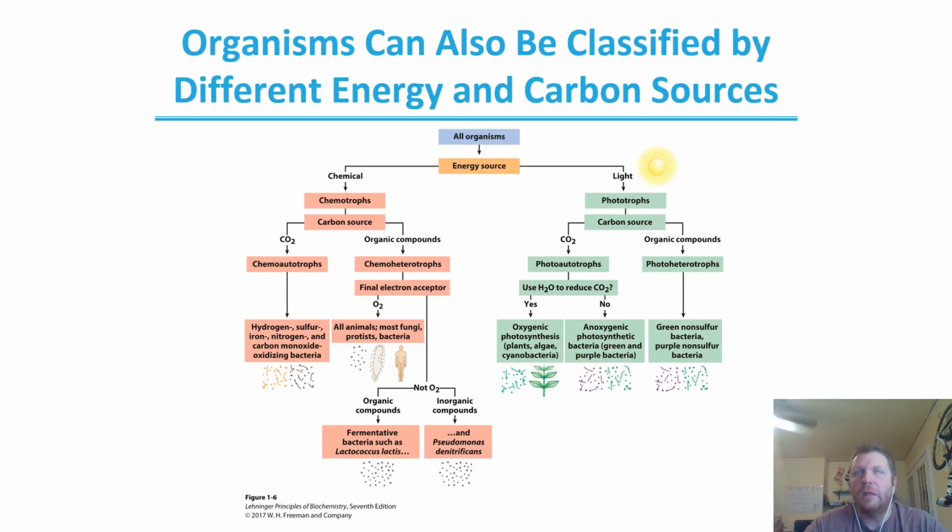Now, organisms can be classified in addition to prokaryote and eukaryote. They can be defined based on the energy source that they use. So light harvesting organisms are classified as phototrophs, whereas chemical harvesting organisms are also known as chemotrophs. So then the question becomes, whenever you're talking about chemotrophs, what's the carbon source? Is it going to be CO2 or is it going to be an organic compound? When you're talking about light harvesting organisms, what's your carbon source? Is it going to be organic compounds or CO2?